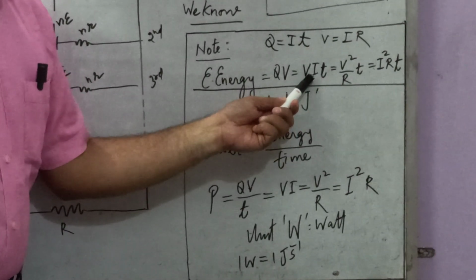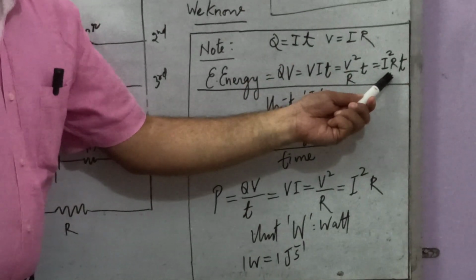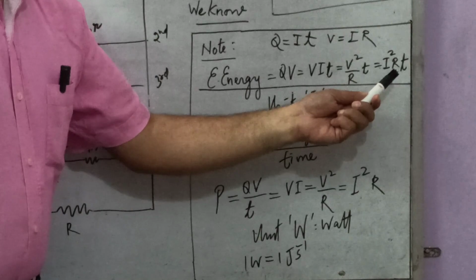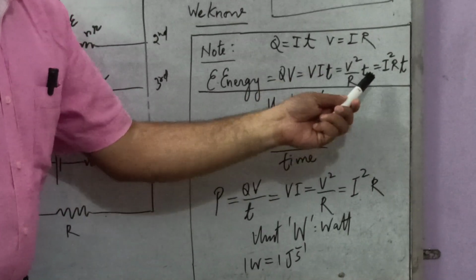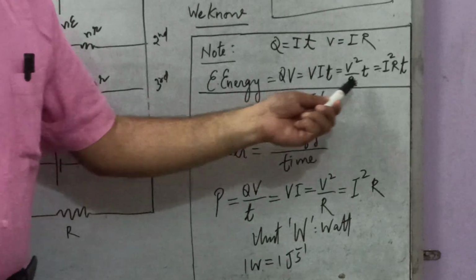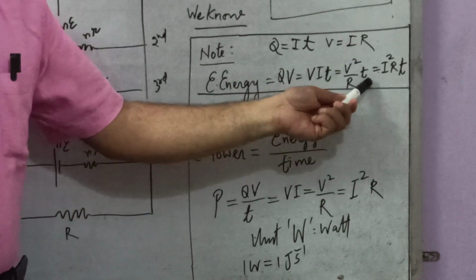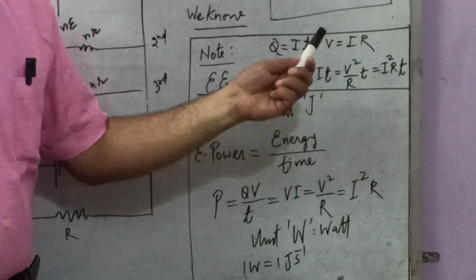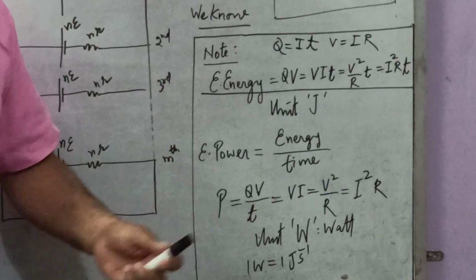And if we write V as IR, then we get this formula as formula of energy. And if we write I as V upon R, we get V square upon R into T. So these are expressions for energy: QV, VIT, V square upon R into T, I square R into T. This is the energy drawn from source in time T. Obviously its unit would be joule.